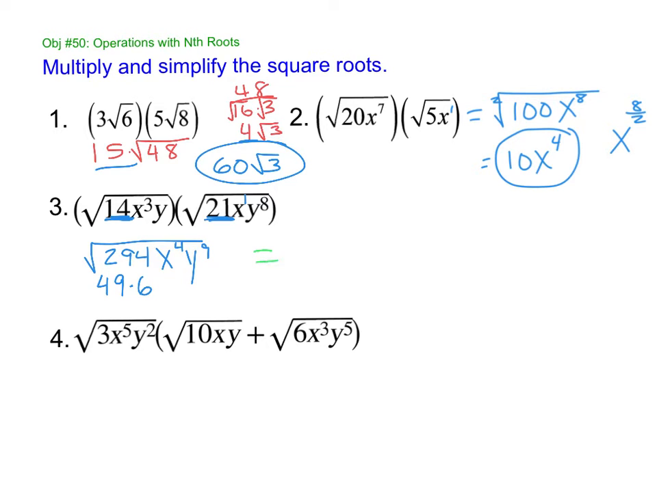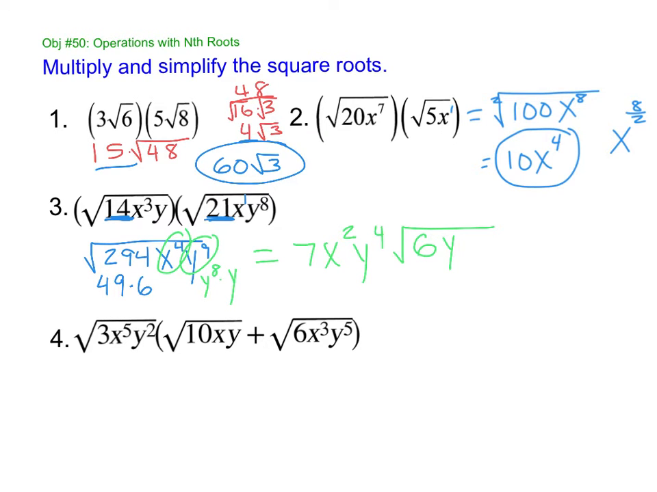All right, so the square root of 49 is 7. And now I have my x to the 4th, divide by 2, x squared. 9, divide by 2, but you have a decimal, right? So this is really y to the 8th times y. Y to the 8th gives us y to the 4th. And then we have a 6 left over and that extra y left over.